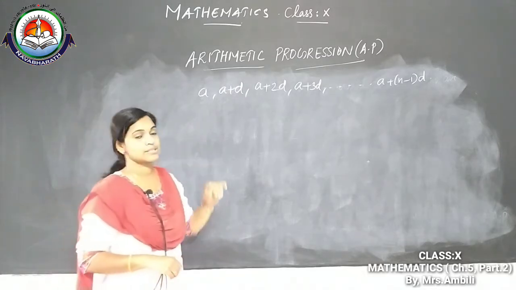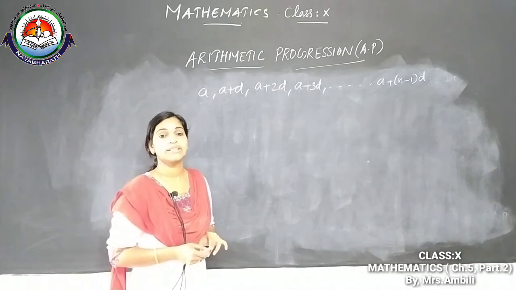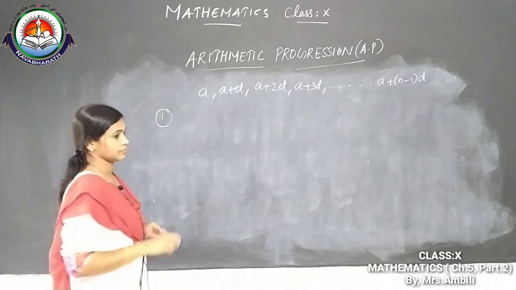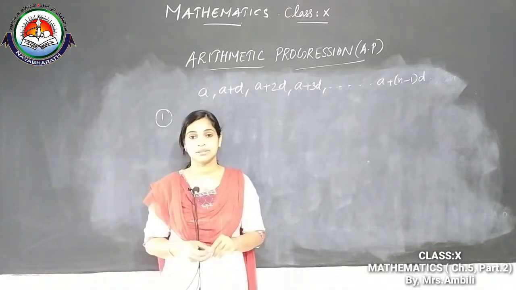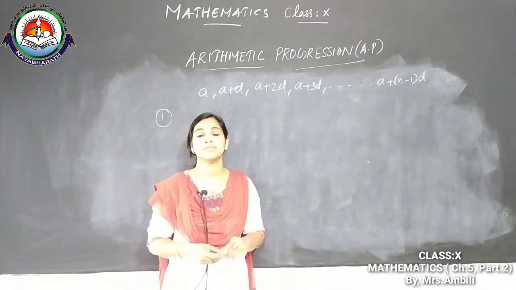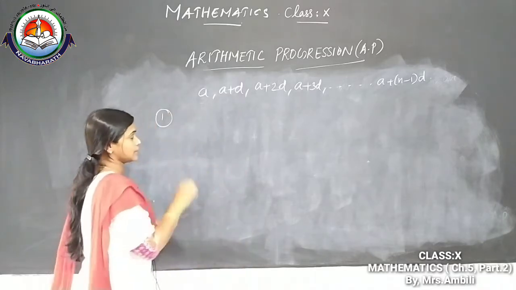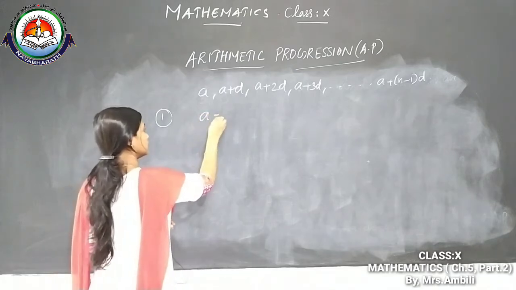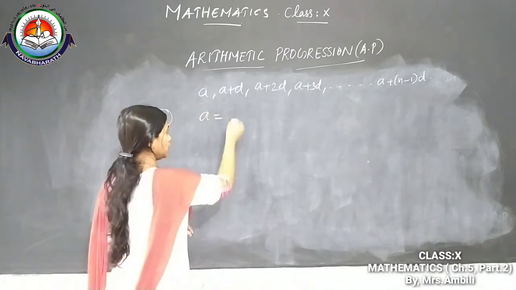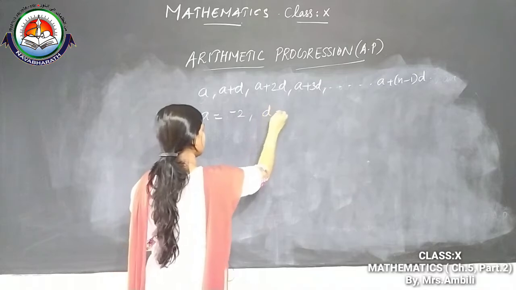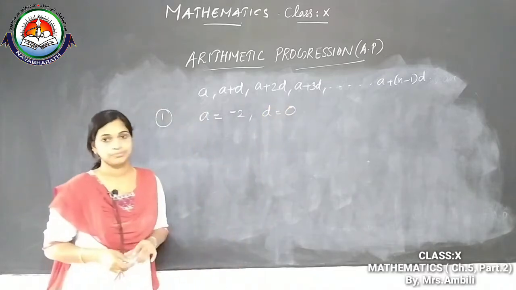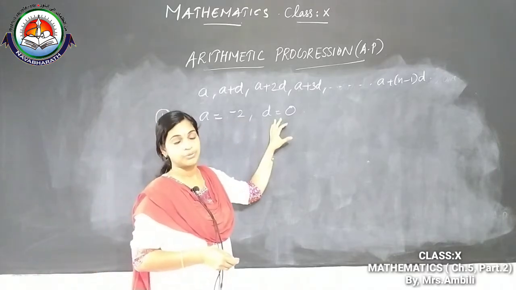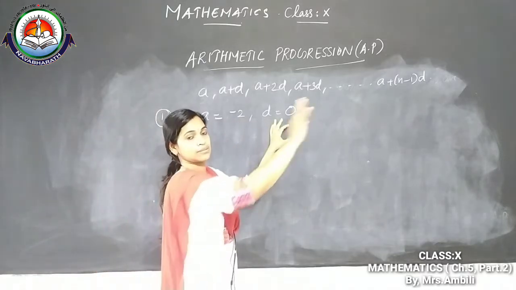So today we can discuss some questions. So write the first question. Write the first 4 terms of an AP if first term A equal to minus 2 and common difference D equal to 0. Okay. First term is given and common difference also given. You need to write the first 4 terms of an AP.